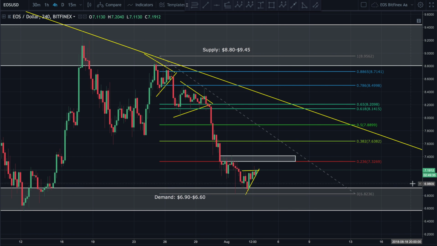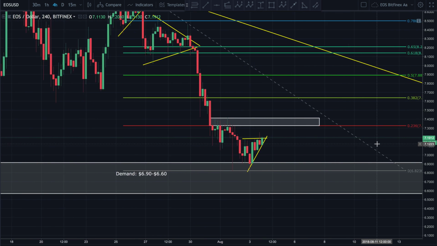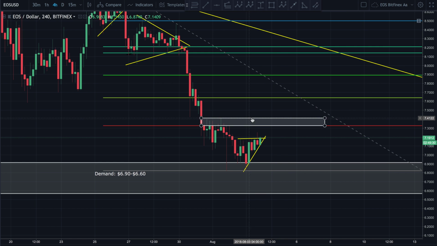But in the short term, as we zoom in here, guys, if it does break out, we need to see it clear the top of this zone. So clear at least 7.41. If it does that, it's going to be a very, very bullish sign.